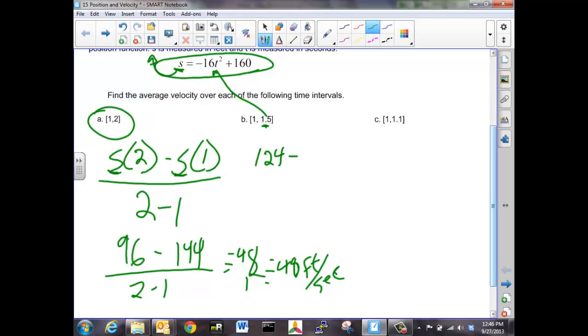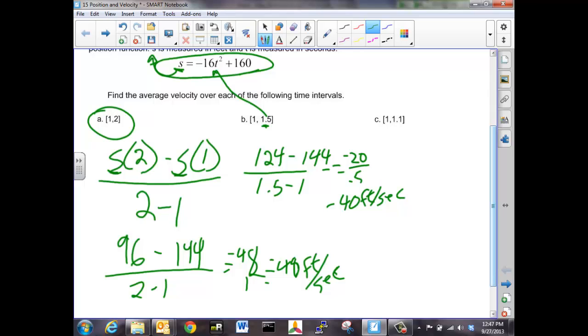Did anybody else get the 124 out of that? I got negative 40. Okay. And that is 1.5 minus 1. Really? Oh, this is not 96 back here, is it? 1 is 144. Oh, that works better. So that's negative 20 divided by 0.5, so it's negative 40 feet per second.